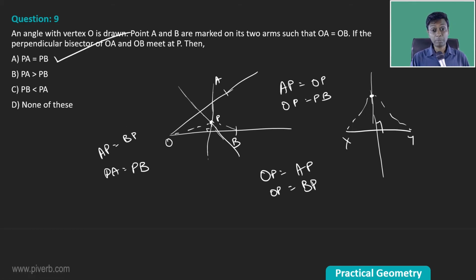Any point on the perpendicular bisector of a line segment is equidistant from the two endpoints of the line segment. So you have a line segment MN and you draw the perpendicular bisector to this. Any point on this perpendicular bisector will be equidistant from M and N.